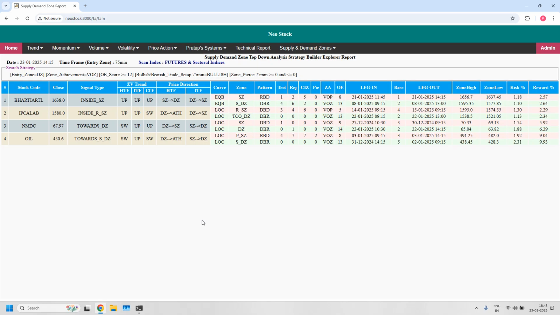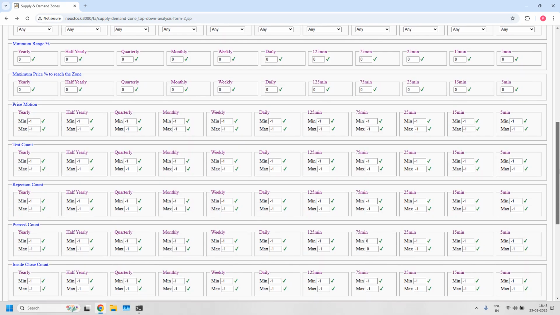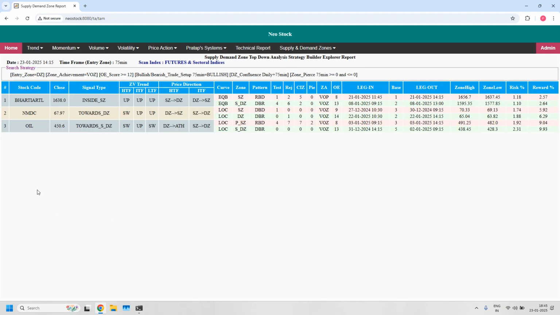Okay, out of these 4 75 minutes demand zones, let us identify high probability setup zones. Already some are high liquidity zones. Apart from that, we will also filter based on zone confluence. LTF and ITF demand zone confluence is the first filter. That is a 75 minutes demand zone with daily demand zone confluence filter I am enabling. With this filter, out of 4 stocks, 3 stocks are filtered. That means these 3 75 minutes demand zones are part of the daily demand zone.